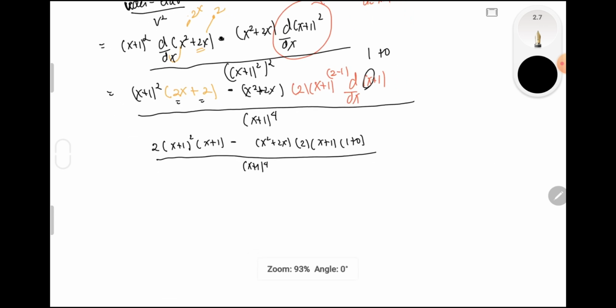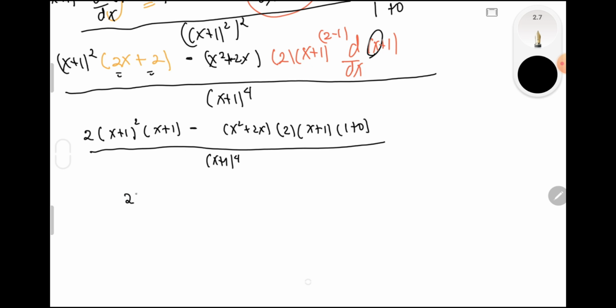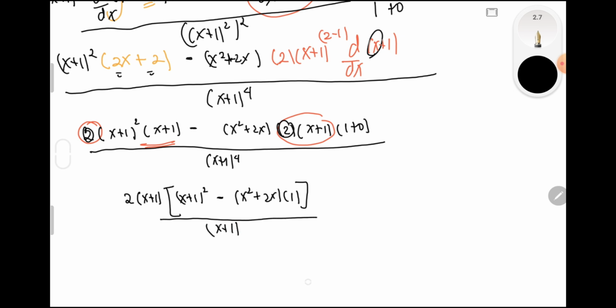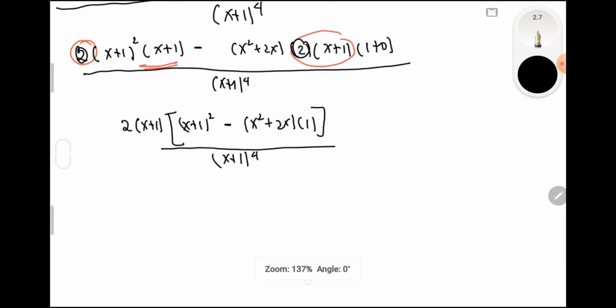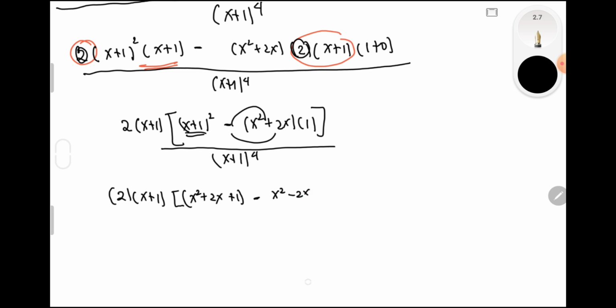So as you can see in this equation, we may factor out our x plus 1, and 2 of course, right? So 2 multiplied by x plus 1, so therefore we'll have x plus 1 squared minus x squared plus 2x multiplied by 1 plus 0 is 1. So take note that this 2 multiplied by x plus 1 is common to both terms, so I factor it out, divided by our x plus 1 raised to 4. So by further manipulation of this equation, we'll have 2 multiplied by x plus 1, multiplied by x squared plus 2x plus 1, I expand it, minus x squared minus 2x. Okay, so divided by our x plus 1 raised to 4.